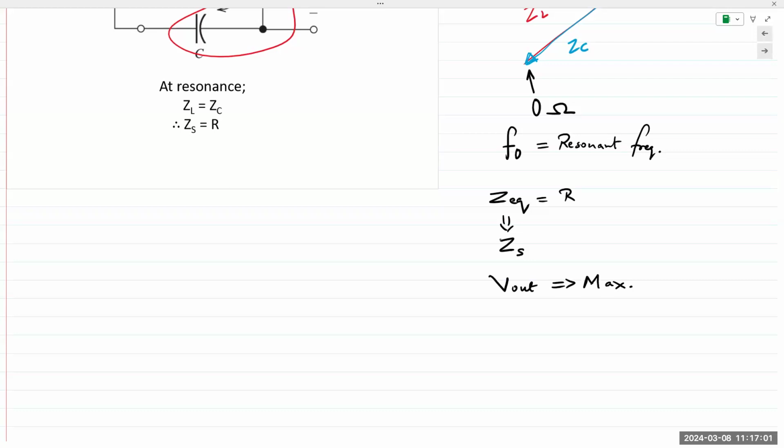Okay, V out goes to maximum. It's purely resistive. The V out goes to maximum. For every other frequency, V out is much less than the maximum. Maximum, of course, would simply be V in, right? You're applying an input voltage. If you allow the input voltage to reach the output, the maximum value of the output would be equal to V in. So V out to V in.